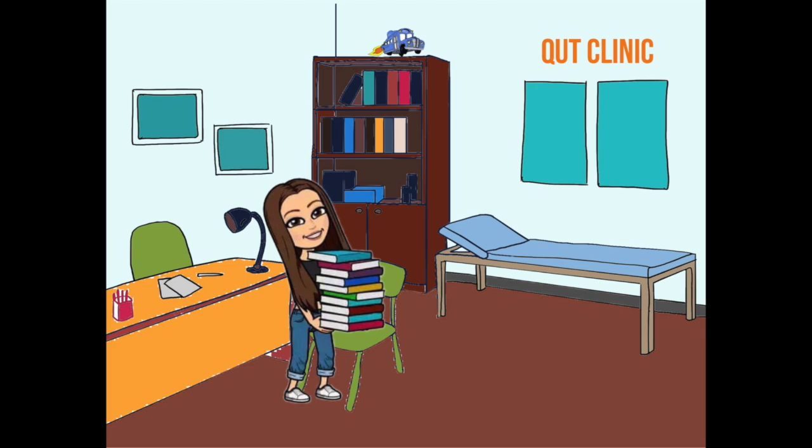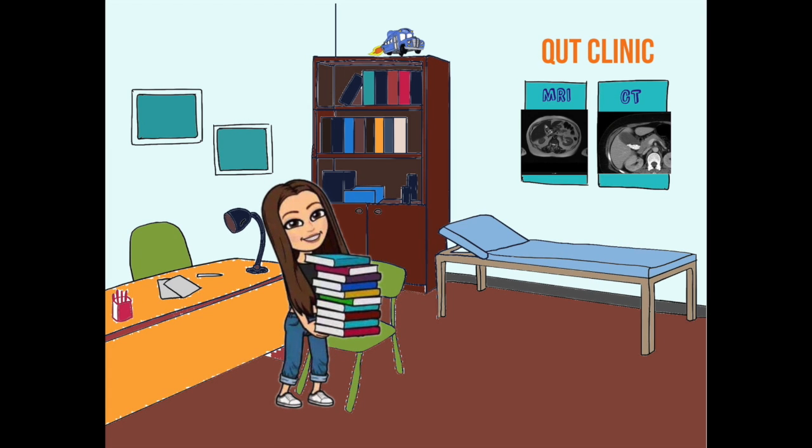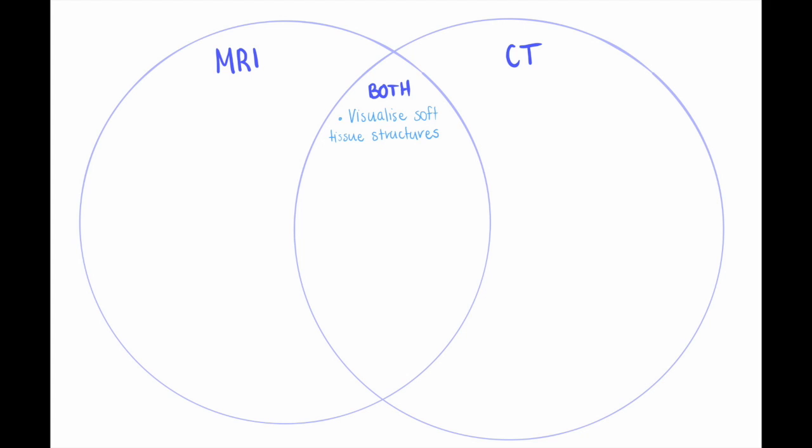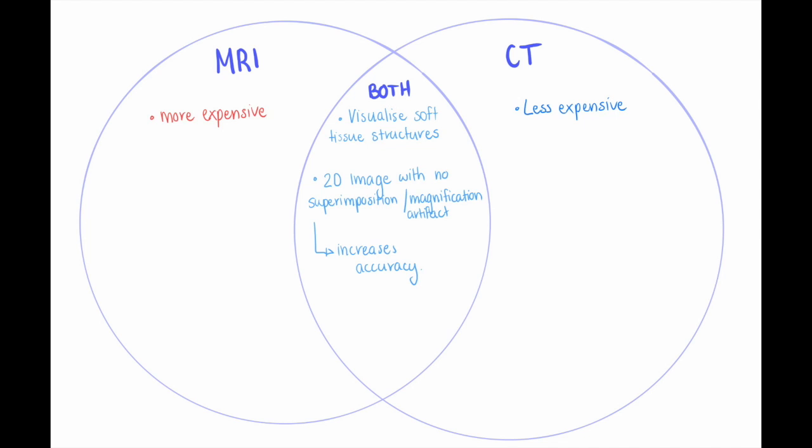Computed tomography and magnetic resonance imaging are 2 different imaging modalities useful for visualizing soft tissue structures. Both modalities produce a 2D image with no superimposition or magnification artifact, increasing the accuracy of diagnosis. CT is less expensive, yields faster results, and is more accessible than MRI. Additionally, a greater spectrum of absorbance allows tissues of all densities to be visualized. This aids in viewing suspected pathologies and surrounding structures.